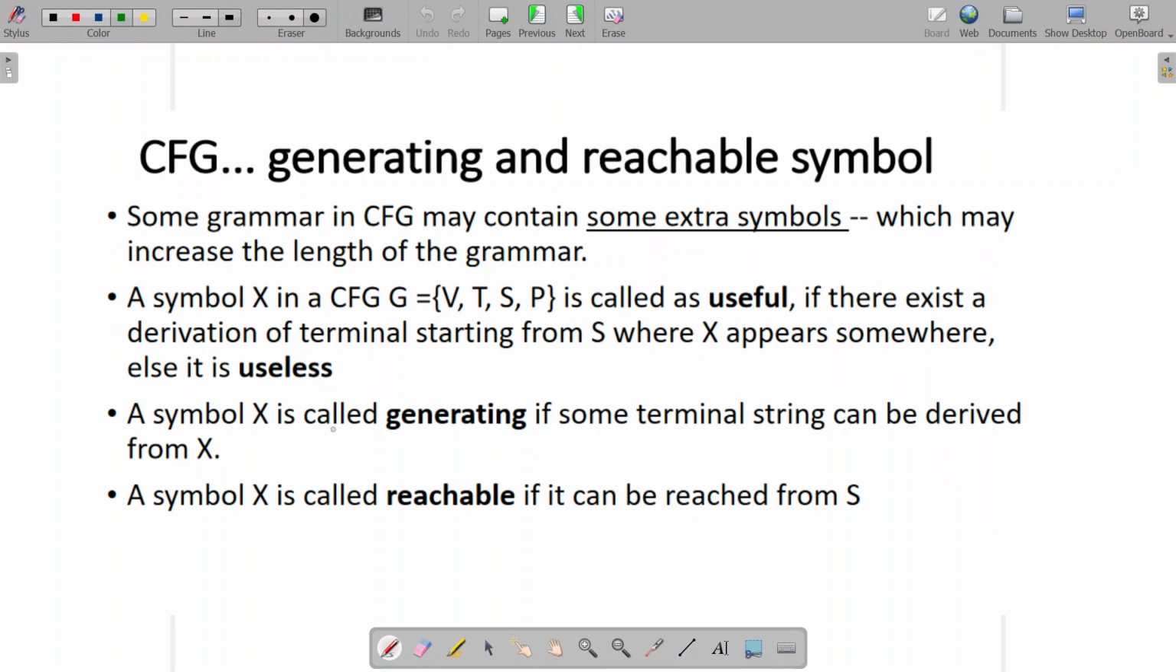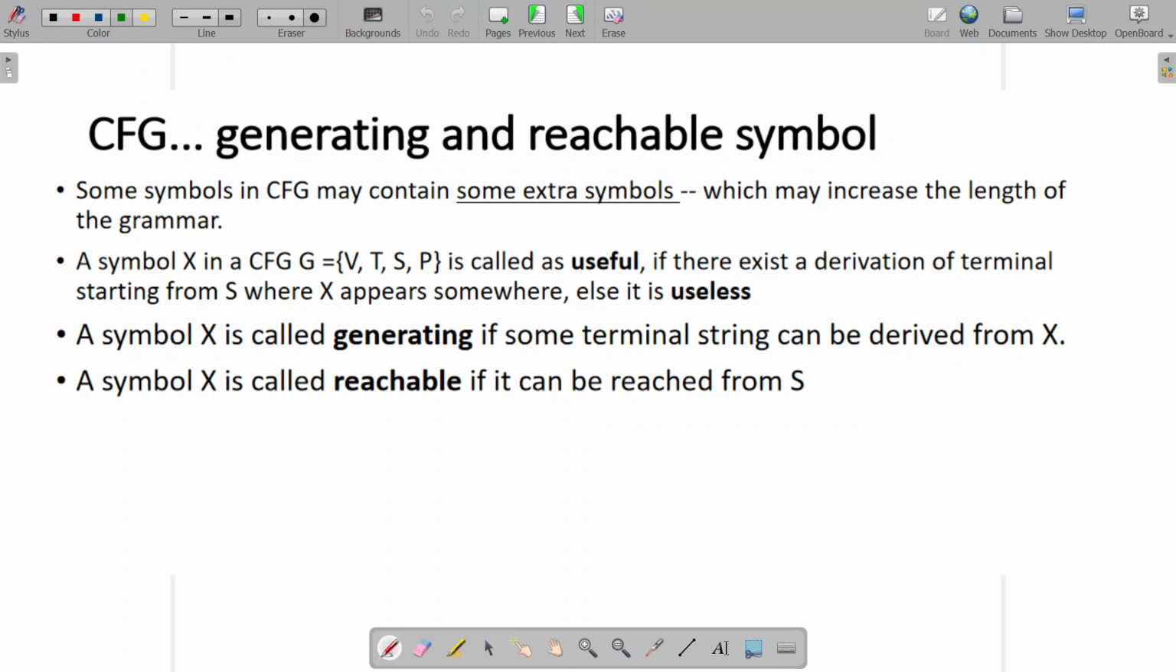I can call this in two different ways. A symbol X is called generating if some terminal string can be derived from X. That is, if I am able to generate some terminal string from X, then X is said to be generating. Also, a symbol X is called reachable if it can be reached from the start symbol. From the start symbol, if I am able to reach the symbol X, then X is said to be a reachable symbol. Let's see one example of a production rule.